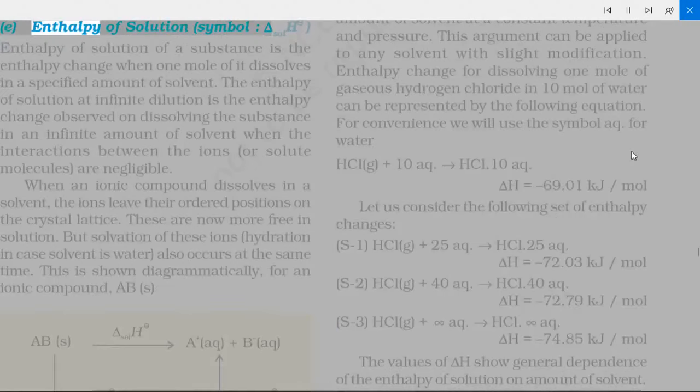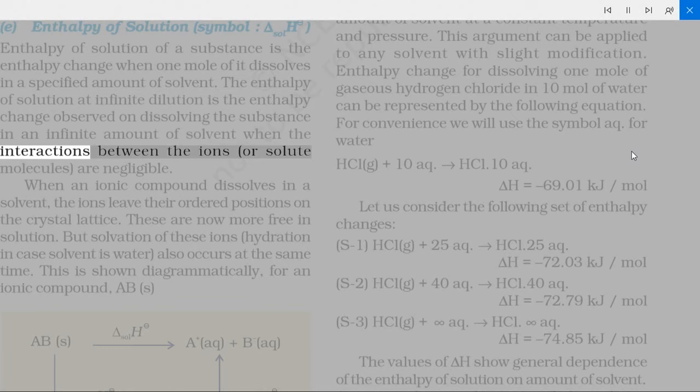E. Enthalpy of solution, symbol ΔsolH. Enthalpy of solution of a substance is the enthalpy change when 1 mole of it dissolves in a specified amount of solvent. The enthalpy of solution at infinite dilution is the enthalpy change observed on dissolving the substance in an infinite amount of solvent when the interactions between the ions, or solute molecules, are negligible.